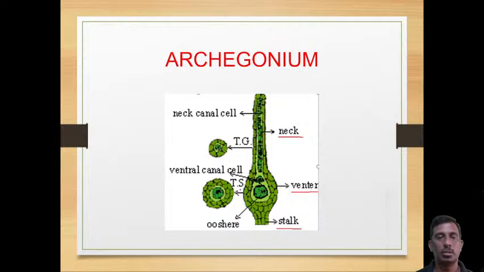Venter में दो cells रहता. The lowermost cell, which is large, is called the egg cell or oosphere, which is the female gamete. इसके ऊपर एक छोटा सेल रहता है, उसको क्या बोलते हैं कि ventral canal cell.